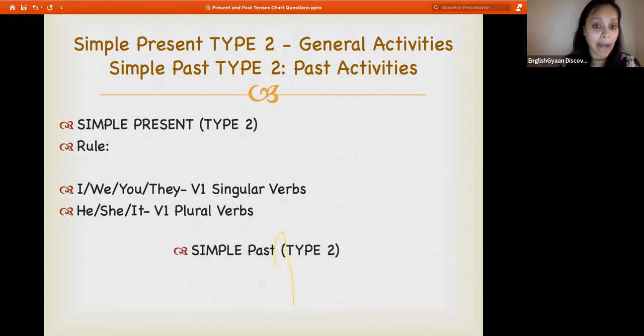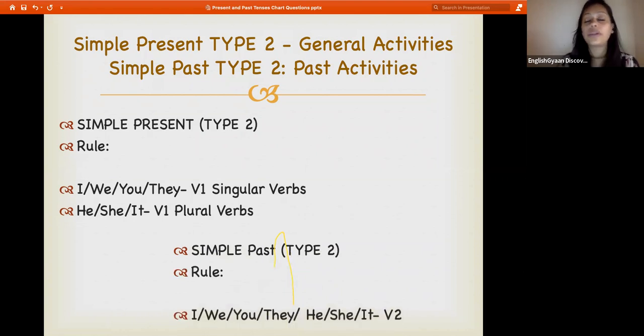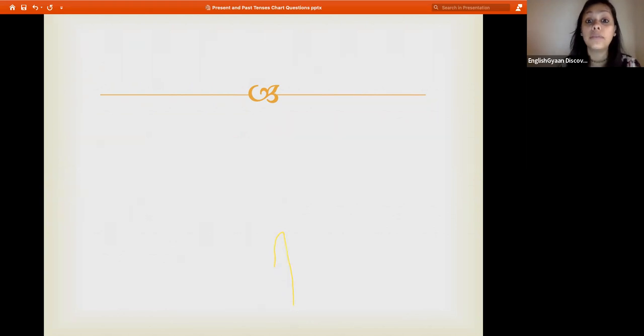And in simple past, the rule says with all the pronouns I, we, you, they, he, she, and it, you are going to make use of the second form of verb, that is V2. So in simple present, it is V1. In simple past, it is V2. But what you need to remember is, in simple present, with I, we, you, they, the verb is singular, and with he, she, it, the verb is plural.